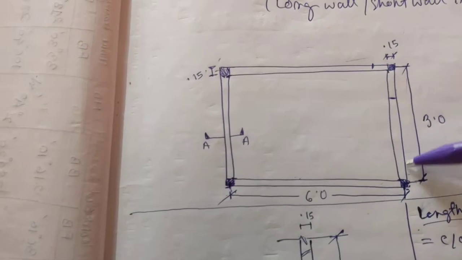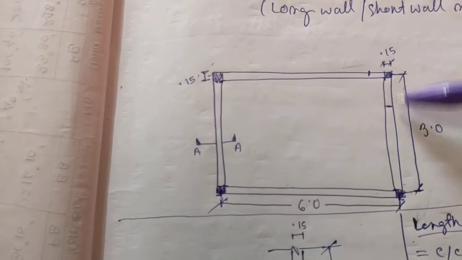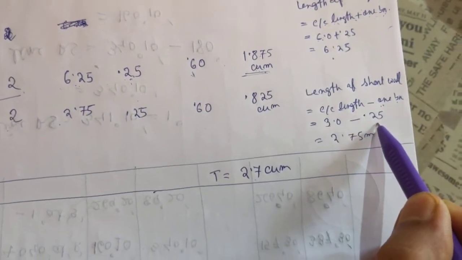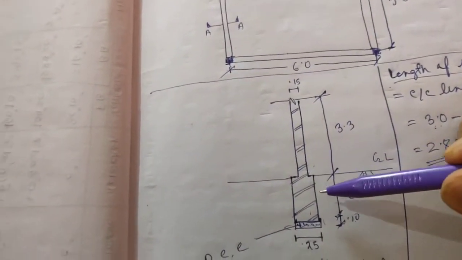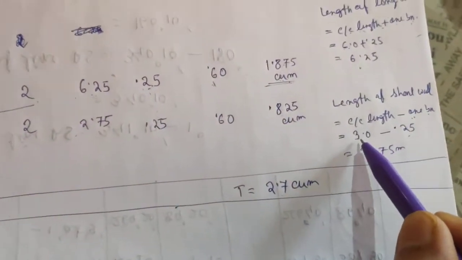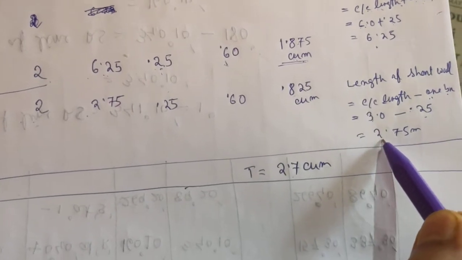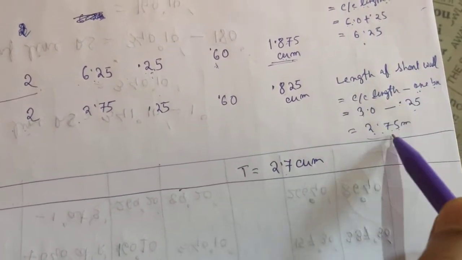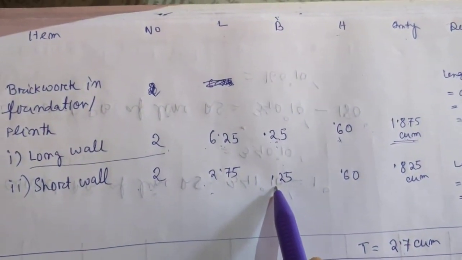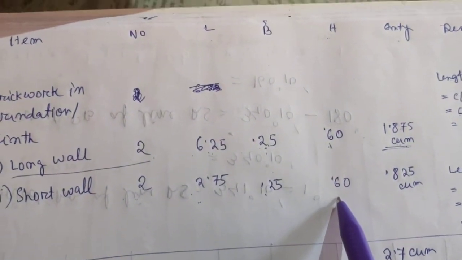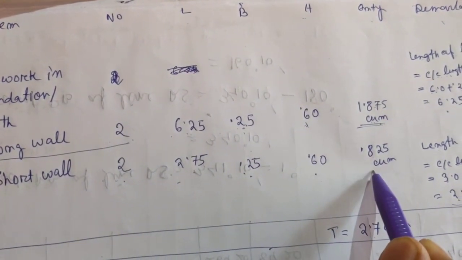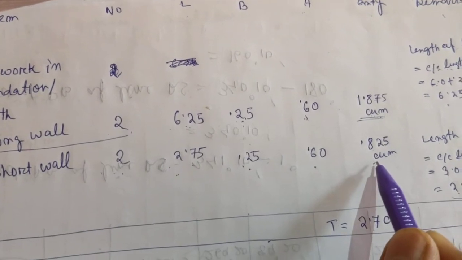What is the center to center length of the short wall? It is given in the question as 3 meter. So 3 meter minus 1 breadth. Again, what is the breadth of the substructure wall? It is given as 0.25. So 3 meter minus 0.25 comes out to be 2.75 meter, the length of the short wall. So under the length column, we'll write 2.75. Breadth is given in the question as 0.25. Height is again given as 0.6. So number into length into breadth into height, the quantity comes out to be 0.825 cubic meter.